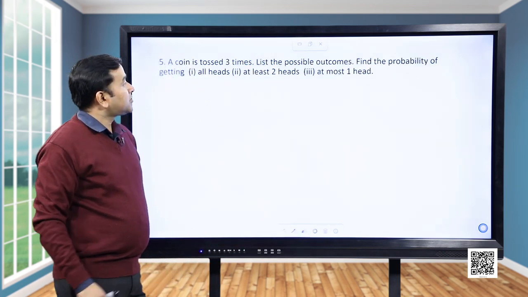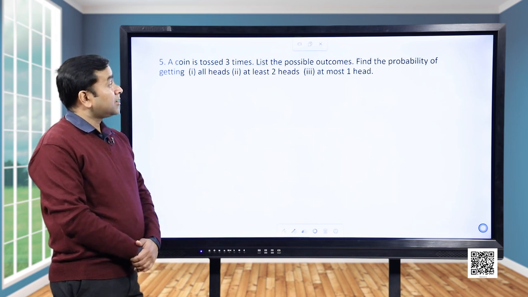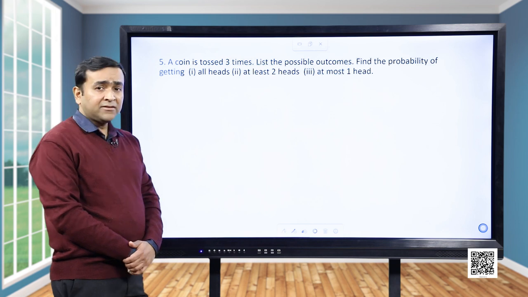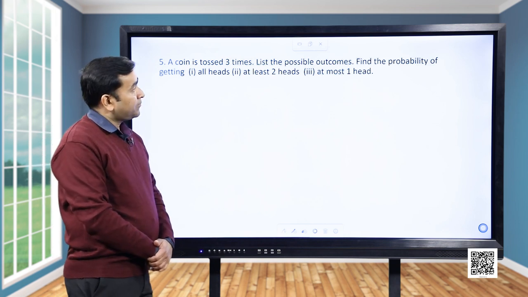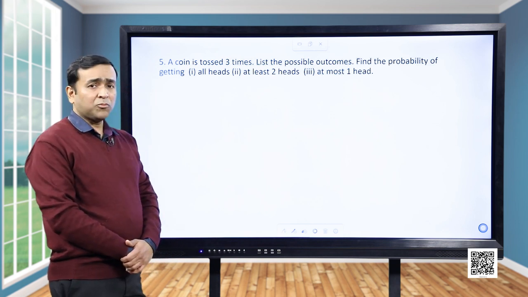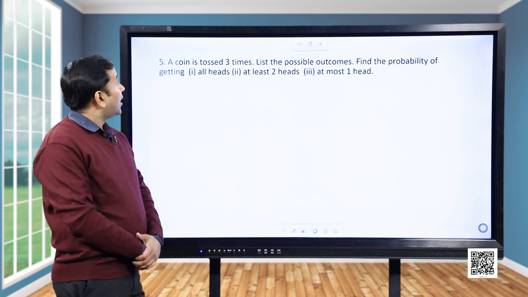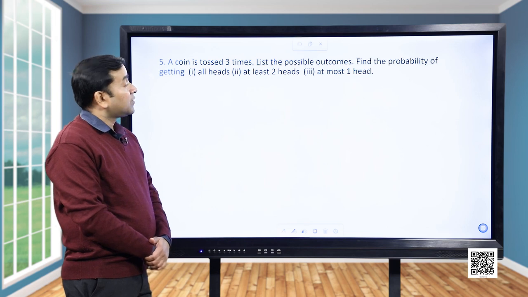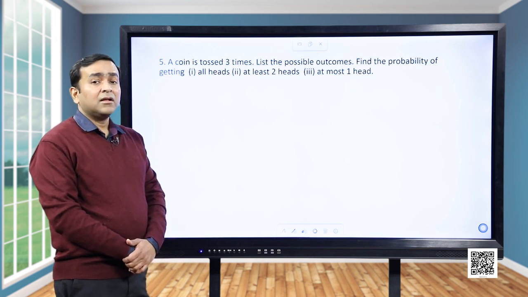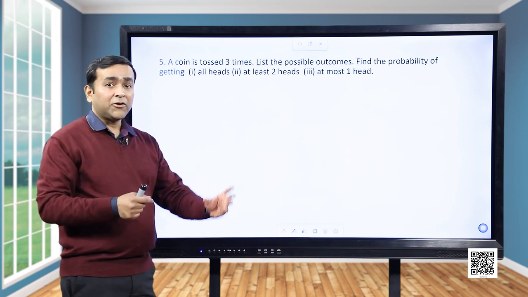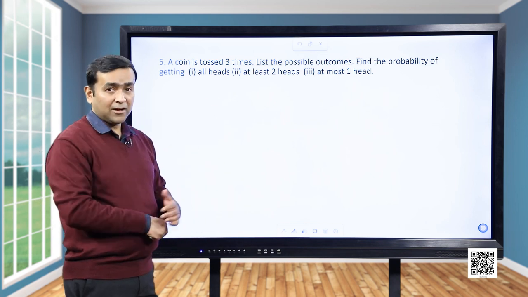A coin is tossed 3 times. List the possible outcomes and find the probability of getting all heads, at least 2 heads and, last part, at most 1 head. We again read this question. A coin is tossed 3 times. Now we have a coin. Visualize yourself. A coin is tossed 3 times. 1, 2 and 3. Okay.